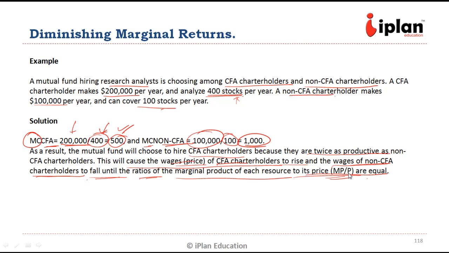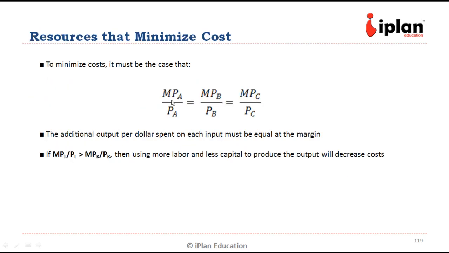So we can express that in terms of a formula, which is MPA by PA equals MPB by PB equals MPC by PC. So in the case of equilibrium or for cost minimization, this is the level which has to be achieved. Marginal product divided by price should be equal. The additional output per dollar spent on each input must be equal.